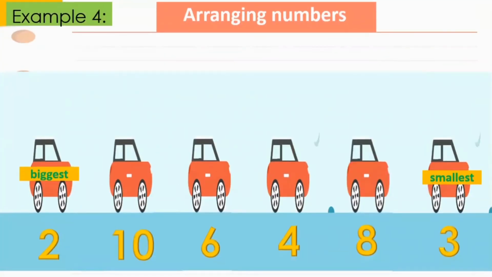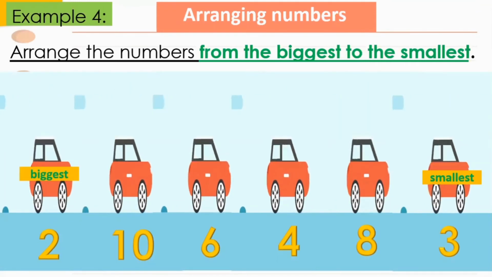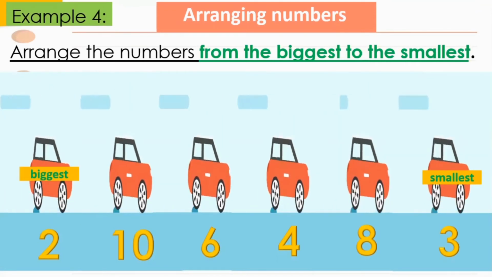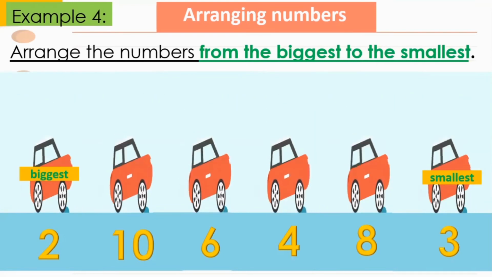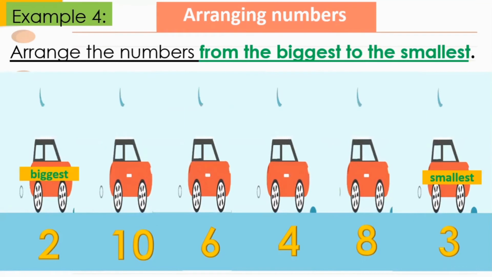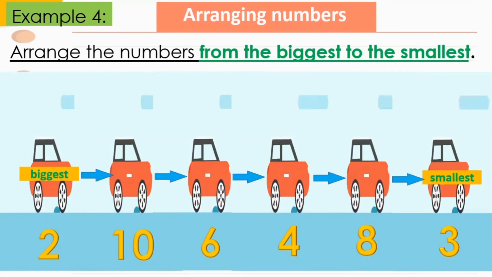Our next example, arrange the numbers from the biggest to the smallest. We have here the numbers 2, 10, 6, 4, 8, and 3. So let's line up all the numbers above the car, starting from the biggest to the smallest.